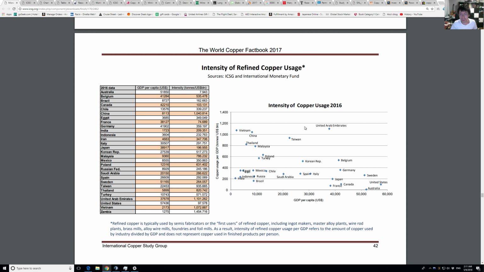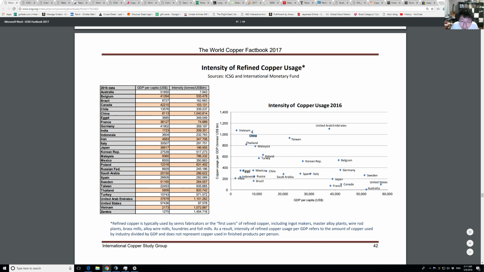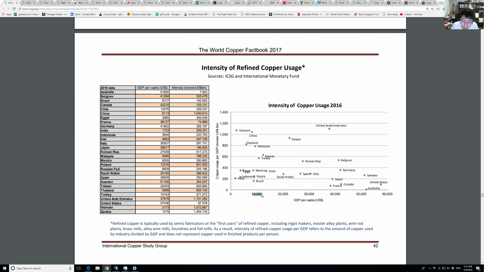And this is also very interesting. You can see that, except for the oil countries, the further you move towards high GDP per capita, the lower the copper consumption per capita. But at the same time, if you think about this, it is intensity: copper usage per GDP, right? So if you multiply, China is like 1,000 by 10,000, so that's per person. That gives you per person copper usage.